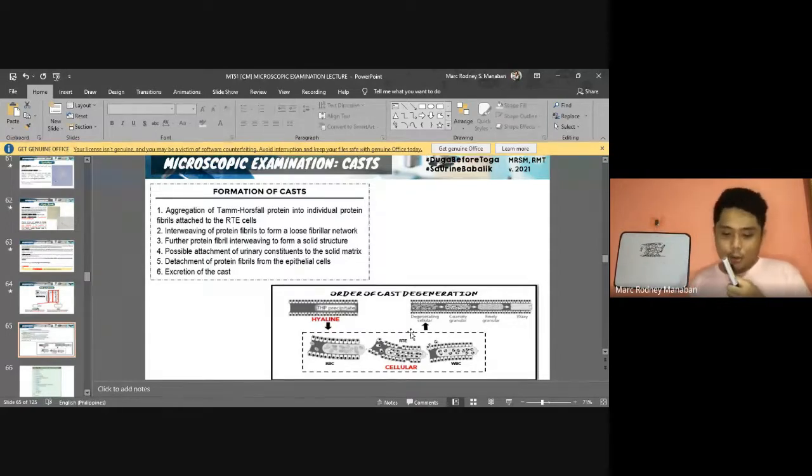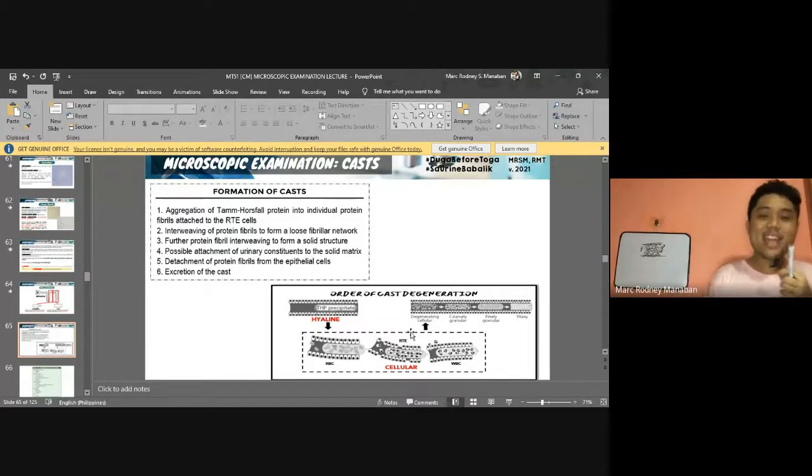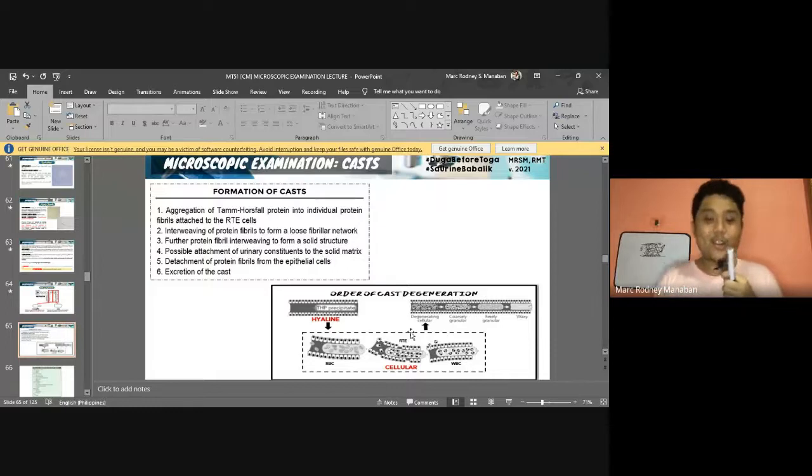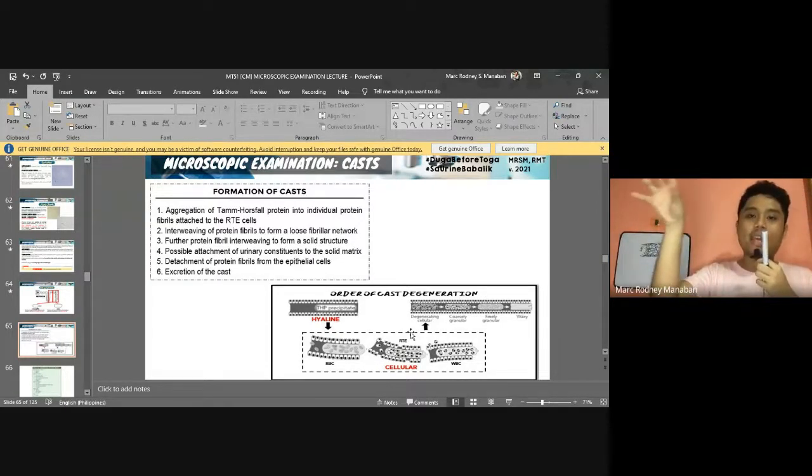Okay? Now, there is also what we call the order of cast degeneration. Meaning, which one starts, and then what is the last stage, alright? So of course, the first stage of all casts, regardless of the type, is the hyaline. The hyaline cast is actually the beginning, the alpha and omega. In the beginning, there was a hyaline cast, okay? So it is the start, the prototype. Meaning, everything begins from it.